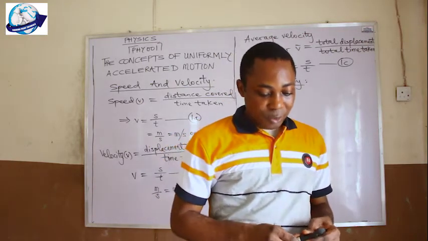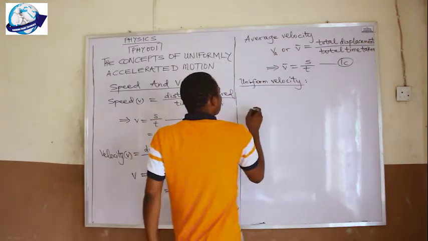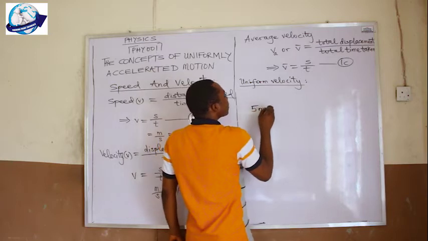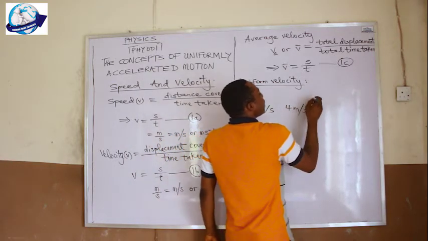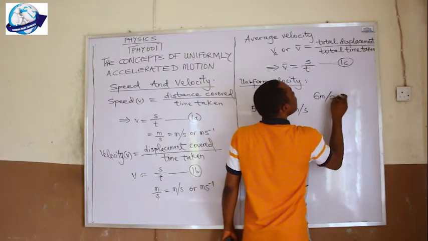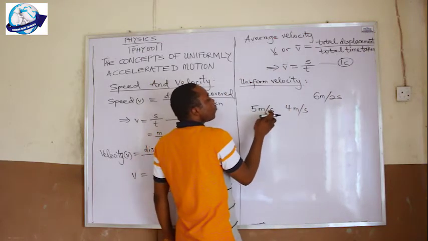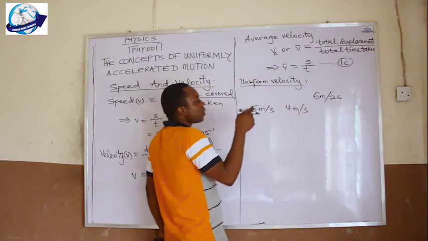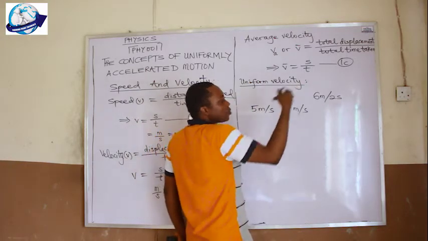Now let's see some examples. For example, when you see something like 5 meters per second or 4 meters per second, then let's say 6 meters per 2 seconds. This tells us that per second means for every 1 second. When you say per 2 seconds, it means for every 2 seconds.